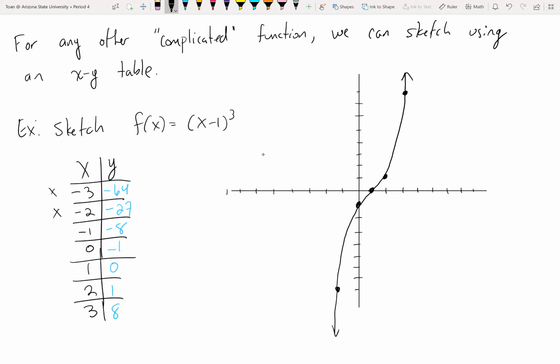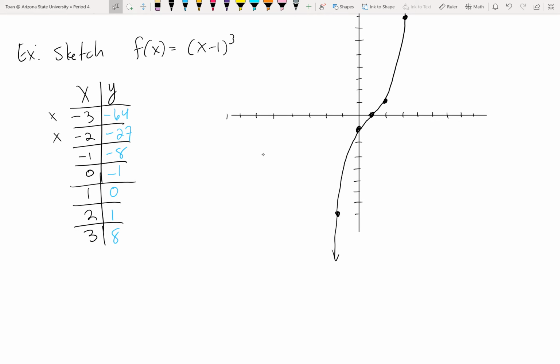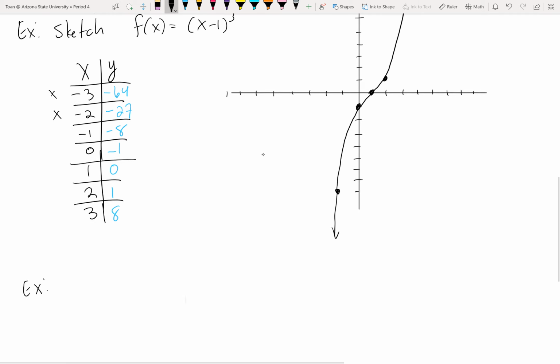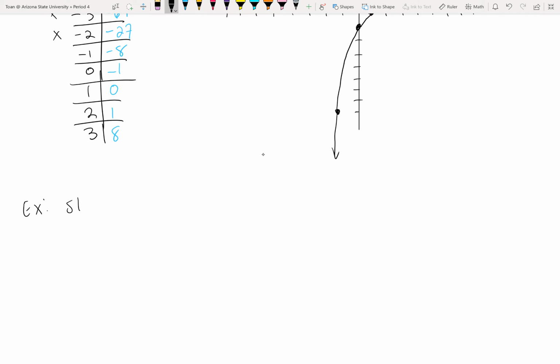Now, you have to be careful when it comes to sketching. The problems may do something called domain restrictions. So let's take a look at this example. It's going to look like our very first example. I'll make it easy. It'll be a linear function. But they may do something like this. Sketch f of x equals, I don't know, 2x minus 3.